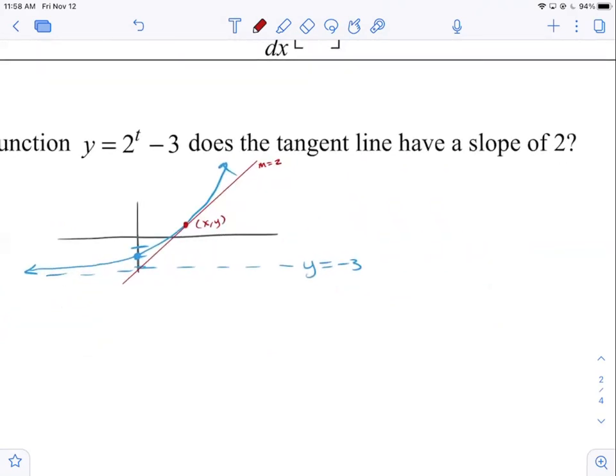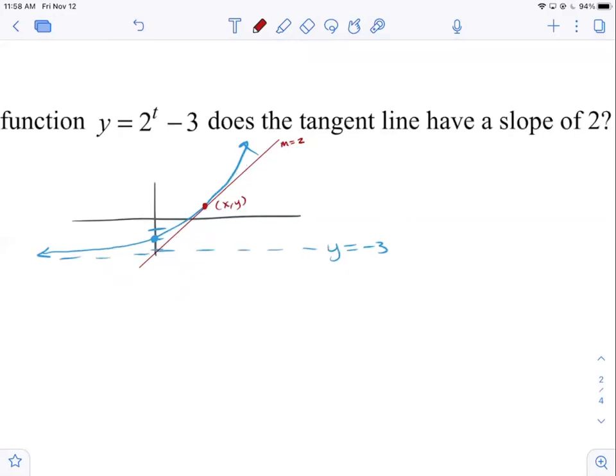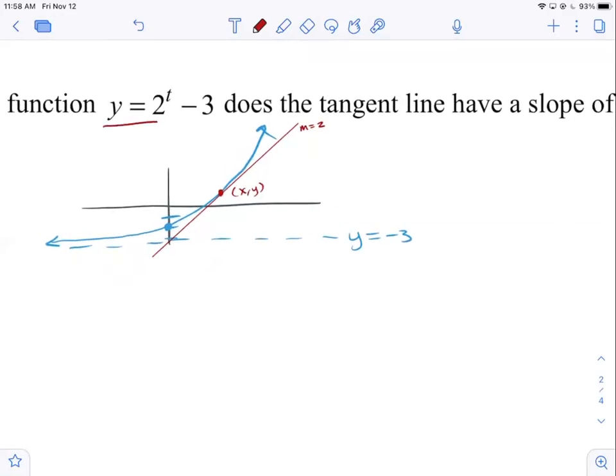I want to know where the slope is 2, so that's where the derivative is 2, right? So we're going to need the derivative. Because it's explicit, we don't need to put d/dx, but if you want, you can always put d/dx. The left side becomes dy/dx, and the right side becomes, what's the derivative of 2 to the t power? Oh, I said with respect to x. It's actually with respect to t.